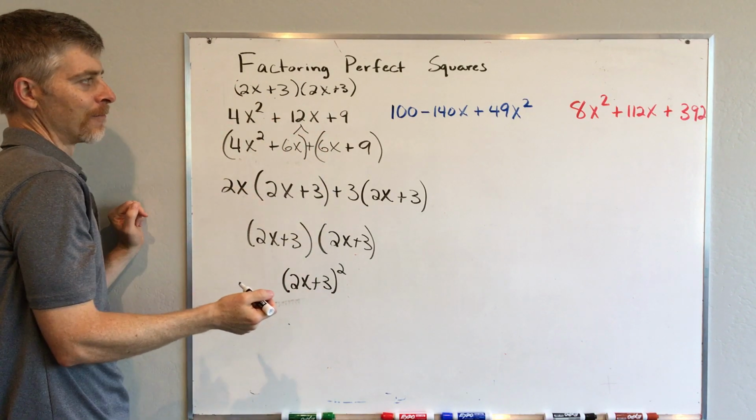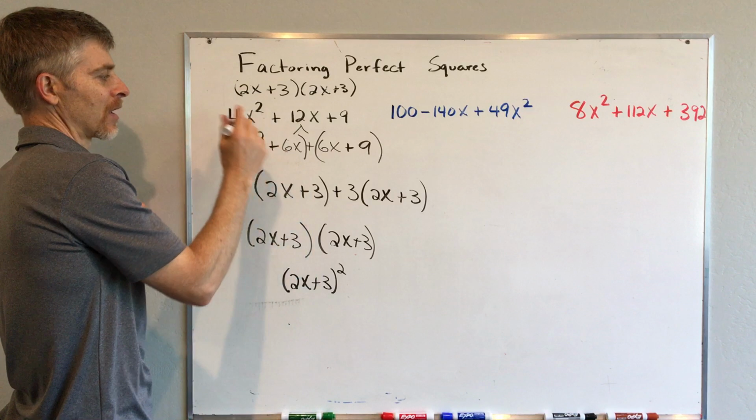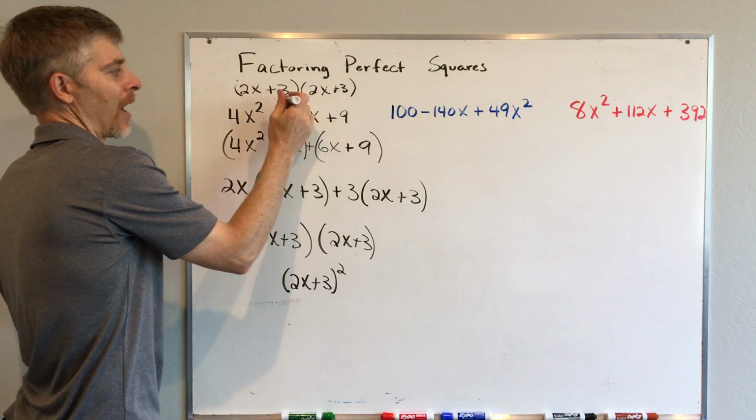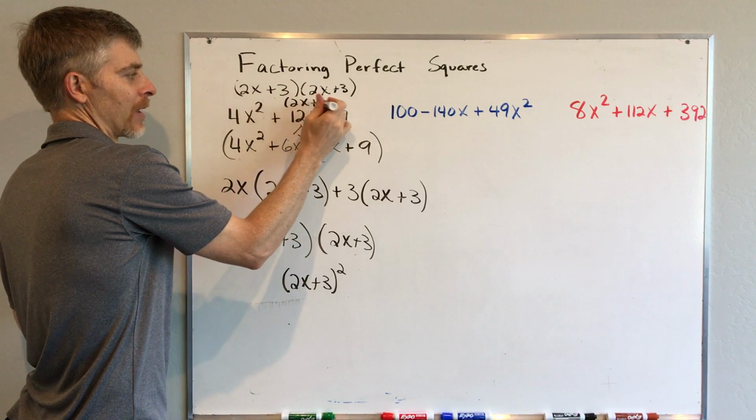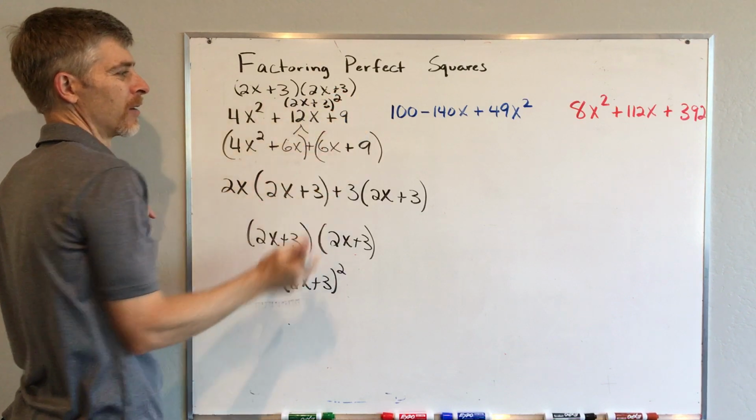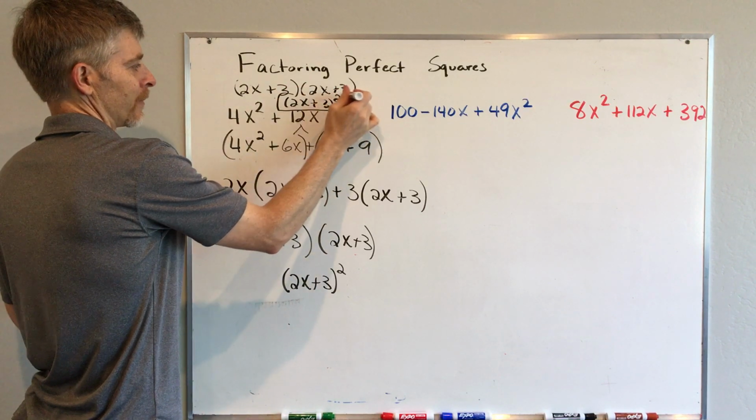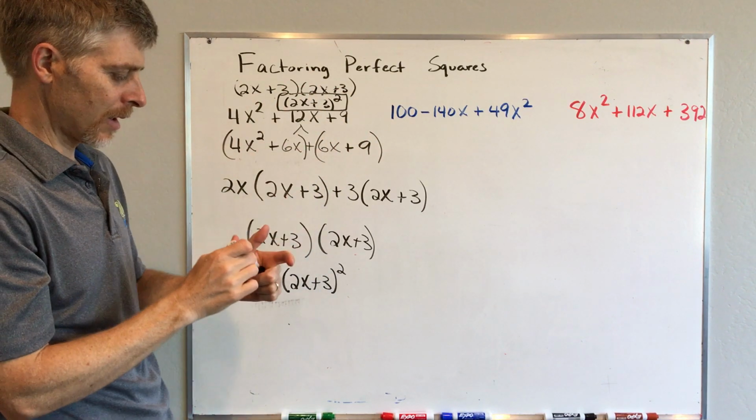So you could have just gone straight to this step, and then this is 2x plus 3 squared. So that'd be your answer. All right, let's go to the next one.